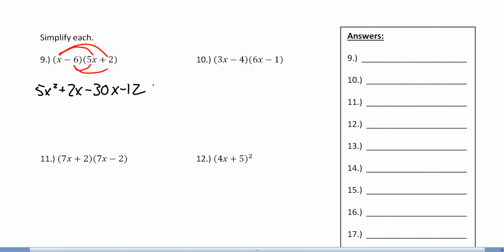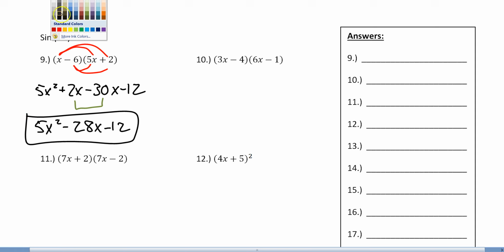And notice the rules of exponents that happened there when I did the x times the 5x. I added the exponents. That's why it's a 5x squared. Now I combine like terms. These two in the middle are alike. That's a 5x squared minus 28x minus 12.